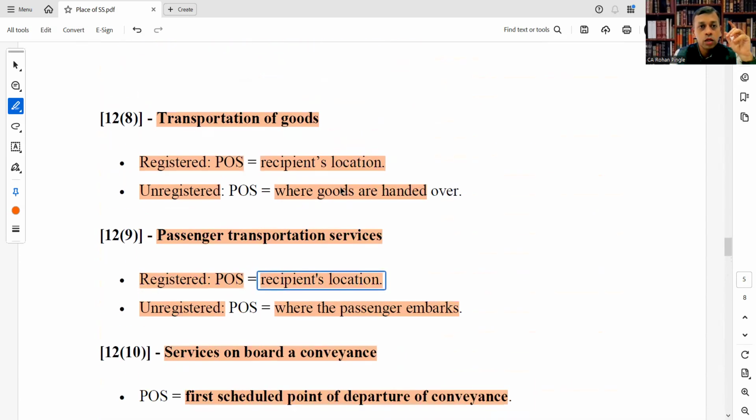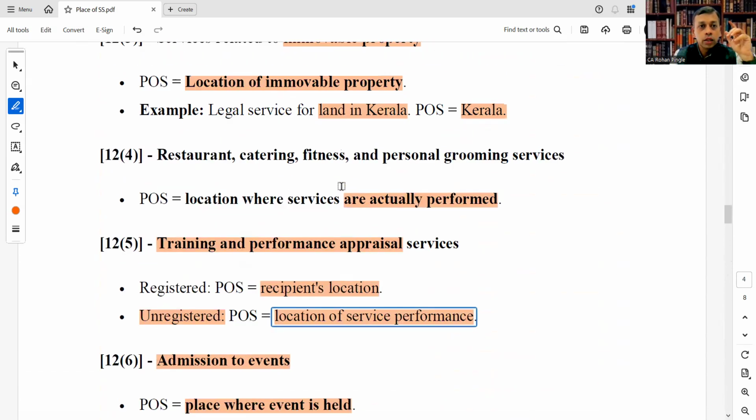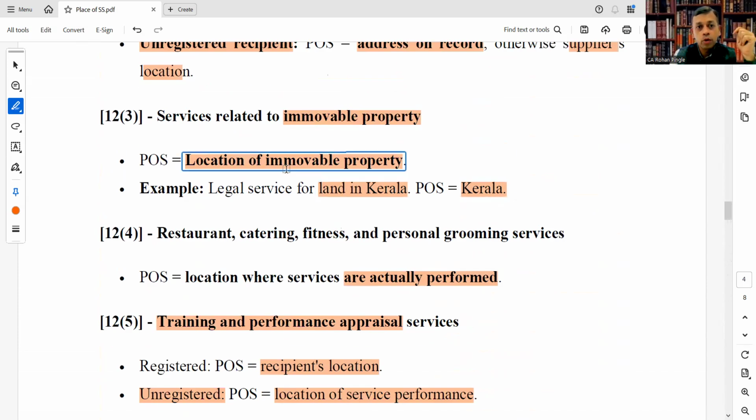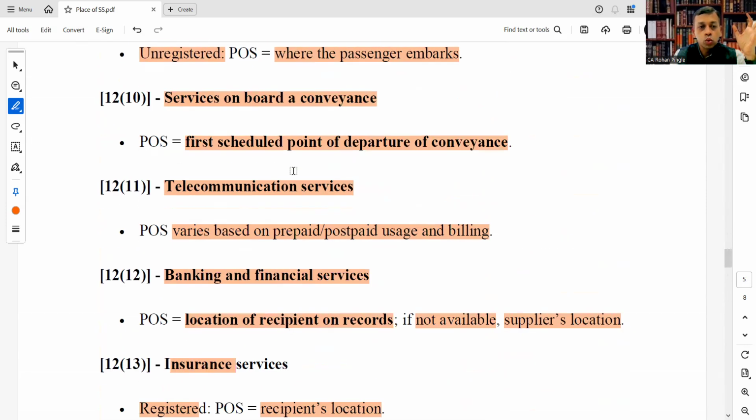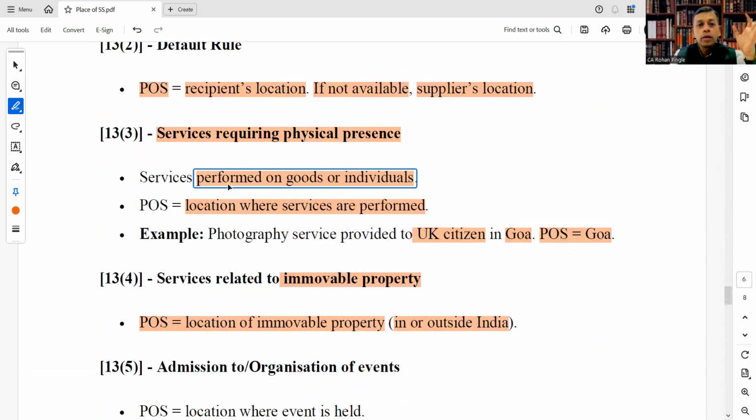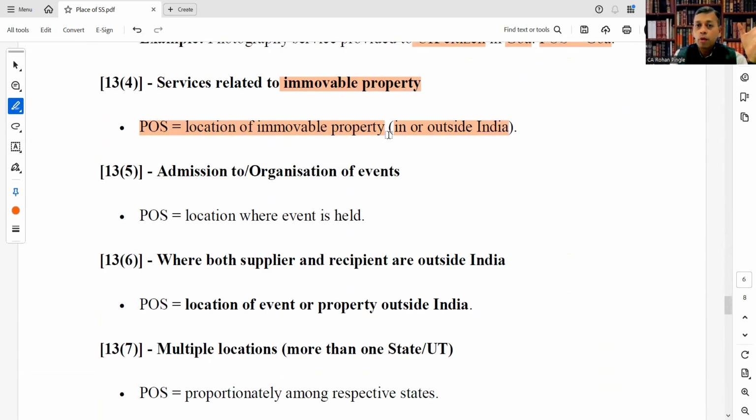Let's see. 12(3), I think. Yes, services related to immovable property. Place of supply will be the location of immovable property. Here also, place of supply will be the location of immovable property, in or outside India. Admission to or organization of an event is combined here.